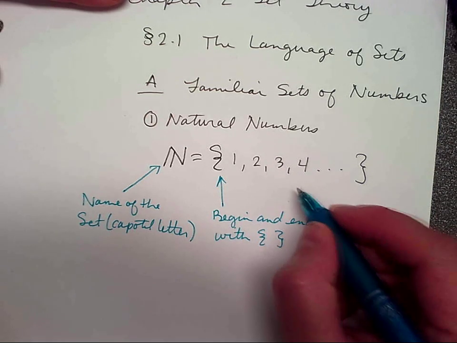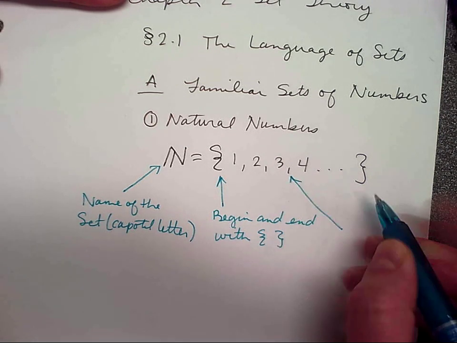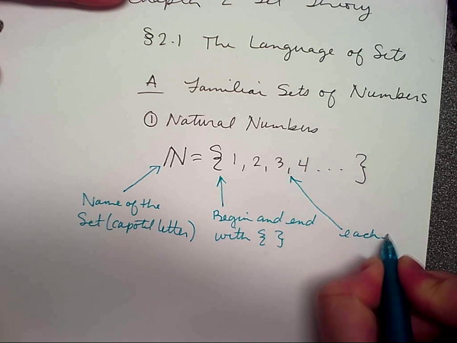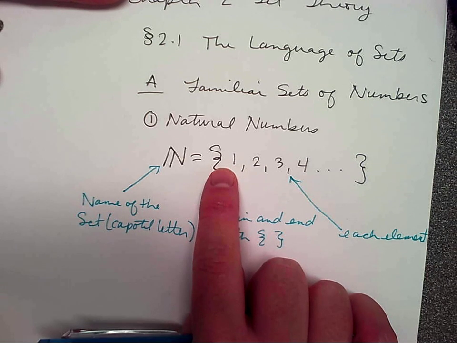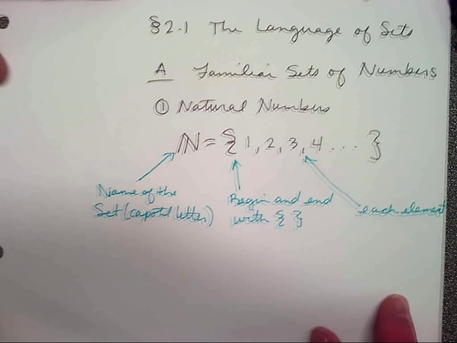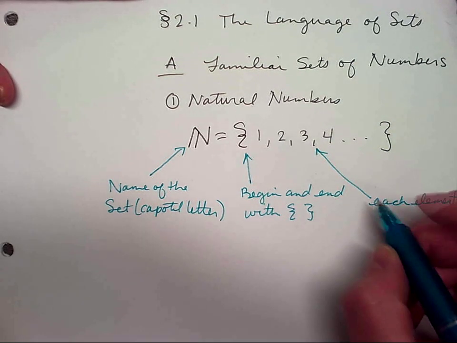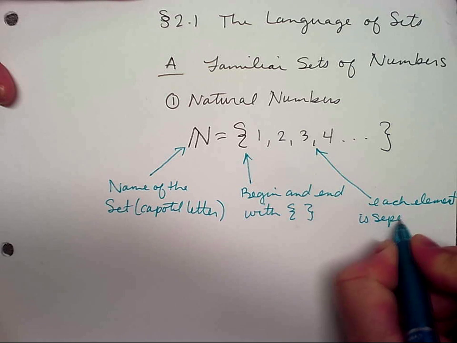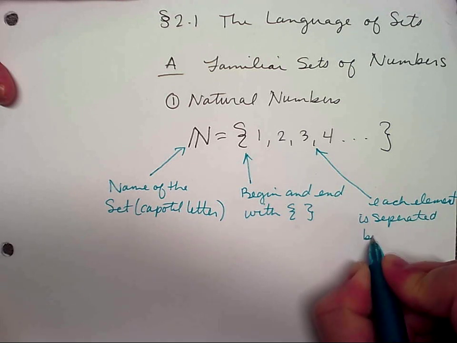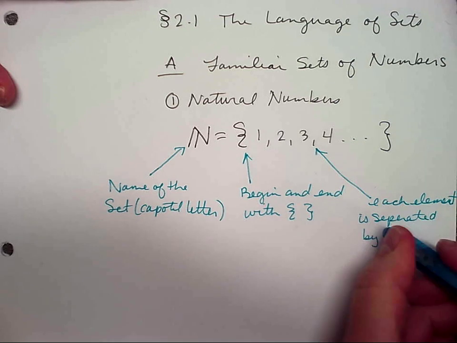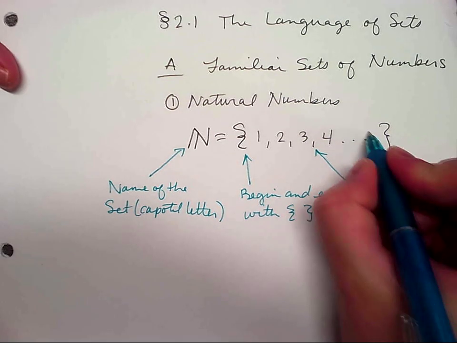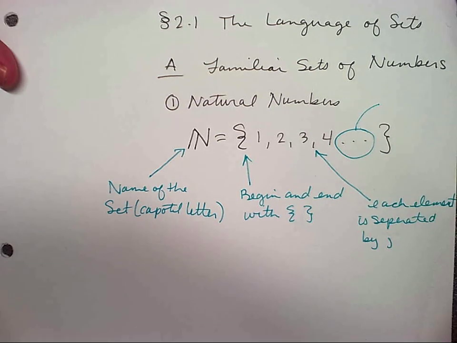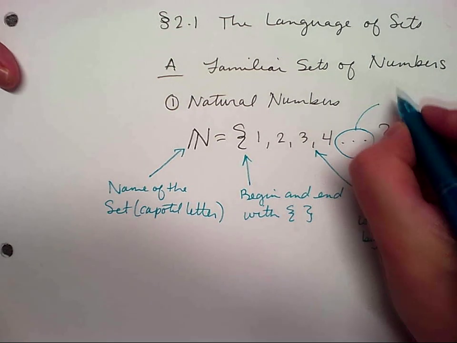Another important part is that each element in the set is separated by commas. Each element, like 1 is an element of this set. It's a member of the set. So each element or member of the set is separated by commas. What about this ...? What does ... mean? It continues like this forever.